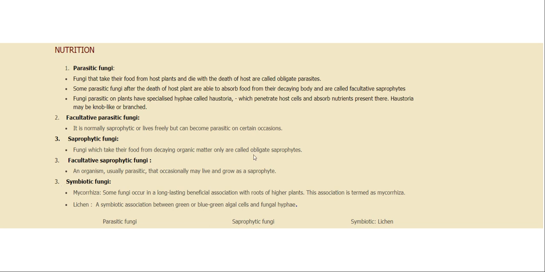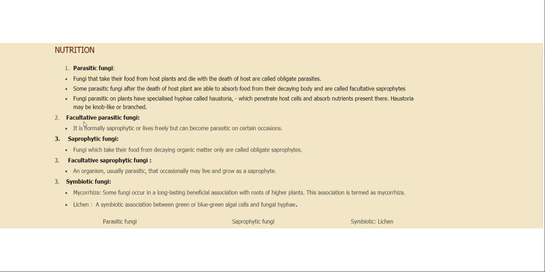So, there is a difference between obligate saprophyte and obligate parasite. Obligate parasite means that the host has to be living. These are fungi that take their food from the host plants and die with the death of the host, whereas obligate saprophytes take their food from the dead and decaying matter. So they are saprophytic fungi.